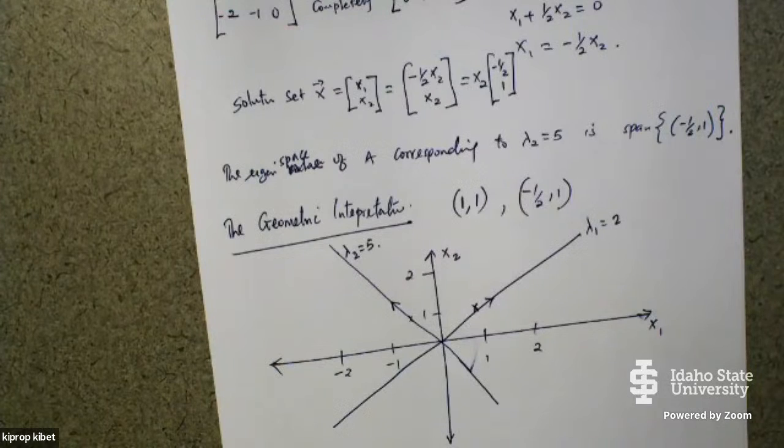So that is how we geometrically plot the eigenspaces. Any question?